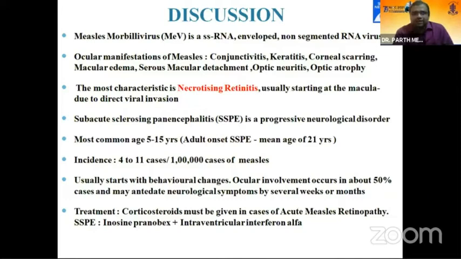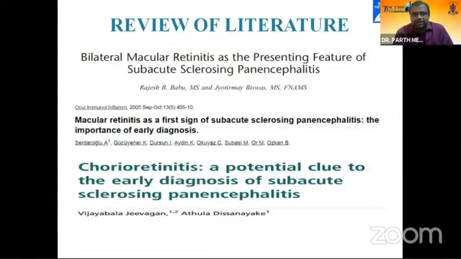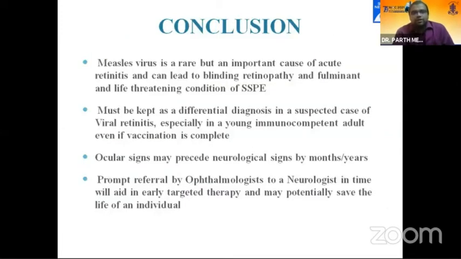There is no specific treatment for measles retinopathy, but corticosteroids have to be given. In cases of SSPE, neurologists advocate giving inosine pranobex tablet along with intrathecal interferon alpha injection. Similar case reports have shown macular retinitis as an early manifestation of SSPE. To conclude, measles is a rare but important cause of acute retinitis and can lead to blinding retinopathy and the fulminant life-threatening condition of SSPE.